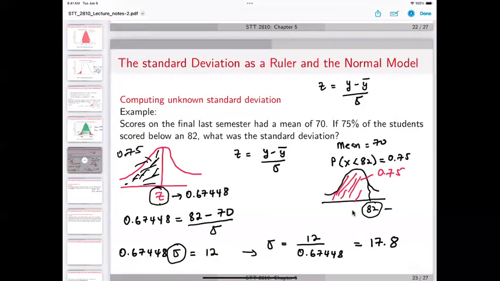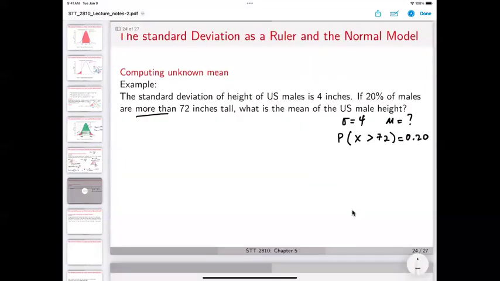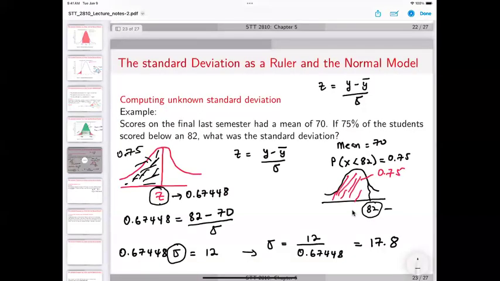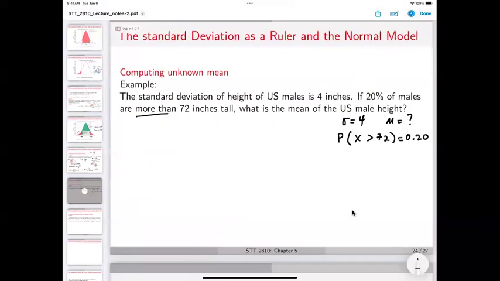Look at this one. When it's less than this, I shaded this area. So for this, where would you shade? Do you get my question? For this one, scores below 82, I shaded this place. Is that okay? And so for this one, where would you shade? You shade to the right. Do you all agree on that? Okay.